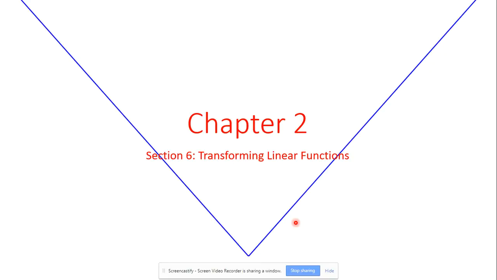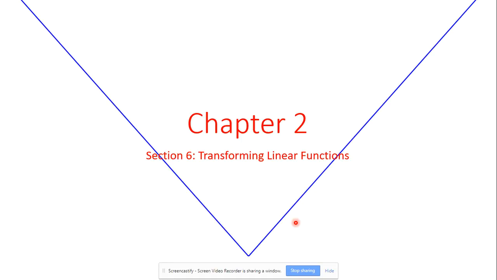Welcome back to the next section of Chapter 2. In this section, we're going to be looking at transforming linear functions. Transformations are something that we're going to be doing pretty much every single chapter, numerous times, and we will get definitely better at it as the year goes on.